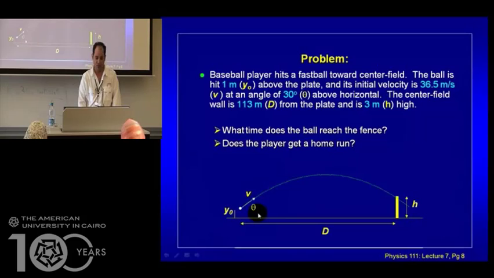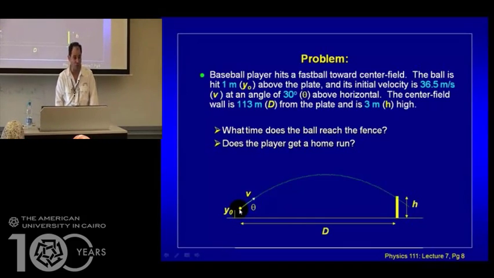So the initial velocity is given. The magnitude of the initial velocity is given. The angle that the initial velocity makes with the x-axis is also given. And the initial position along the y-axis is also given. That's 1 meter. The center field wall, that wall, is at a distance equal to 113 meters from the ball, and it's at a height equal to 3 meters.